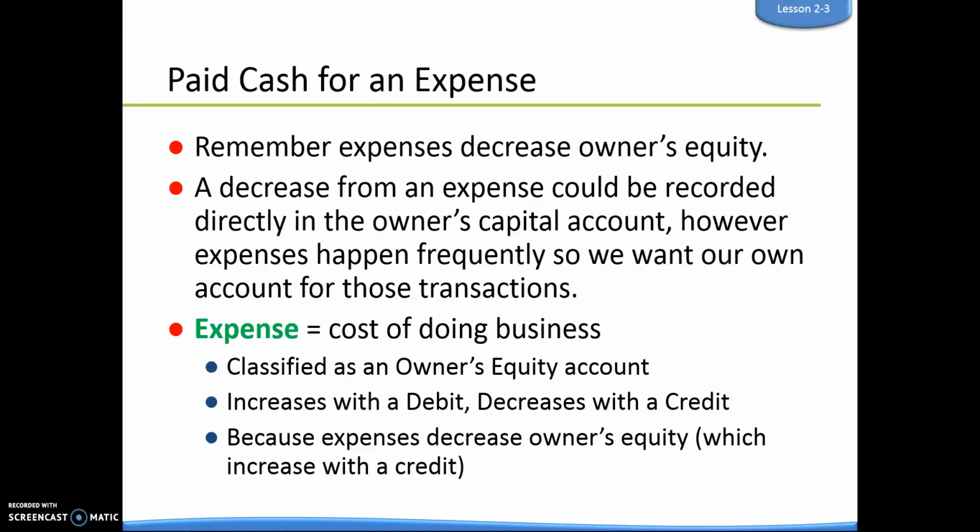Does that make sense? If owner's equity normally increases with a credit, if an expense decreases that, we need to increase it on the debit side because it's the opposite, okay? So as I said, because expenses decrease owner's equity, they get increased with a debit and decreased with a credit, okay?